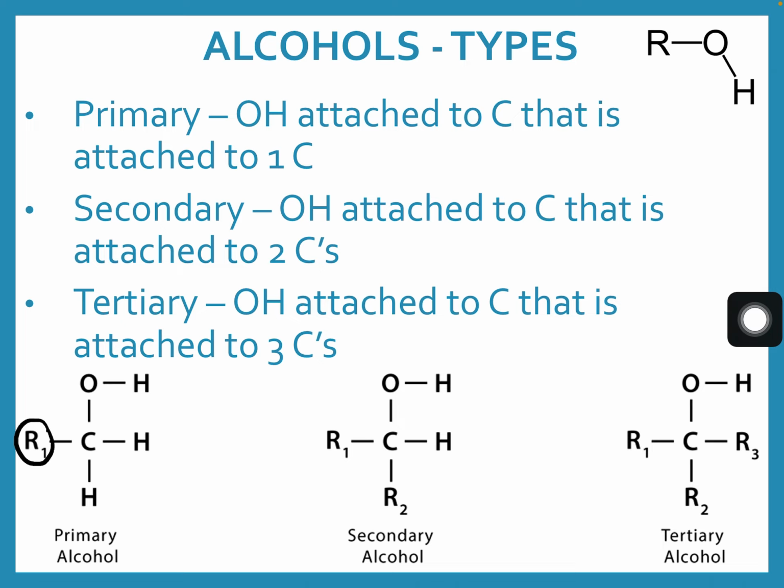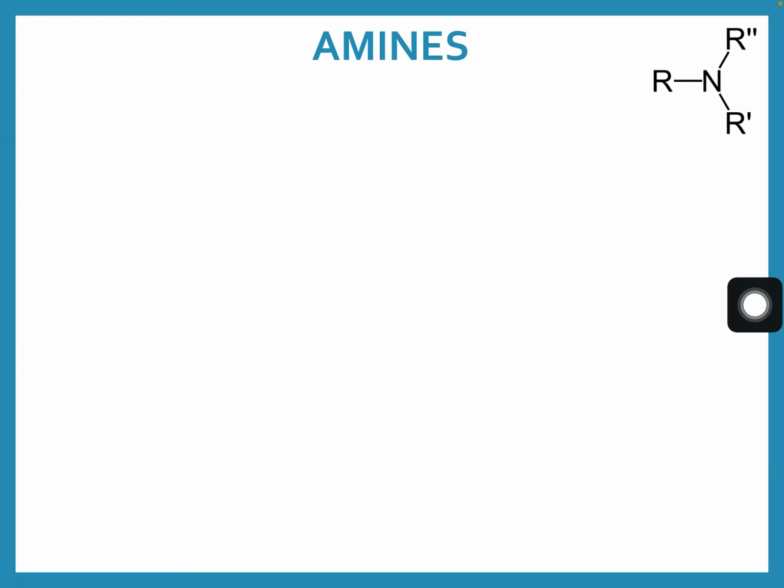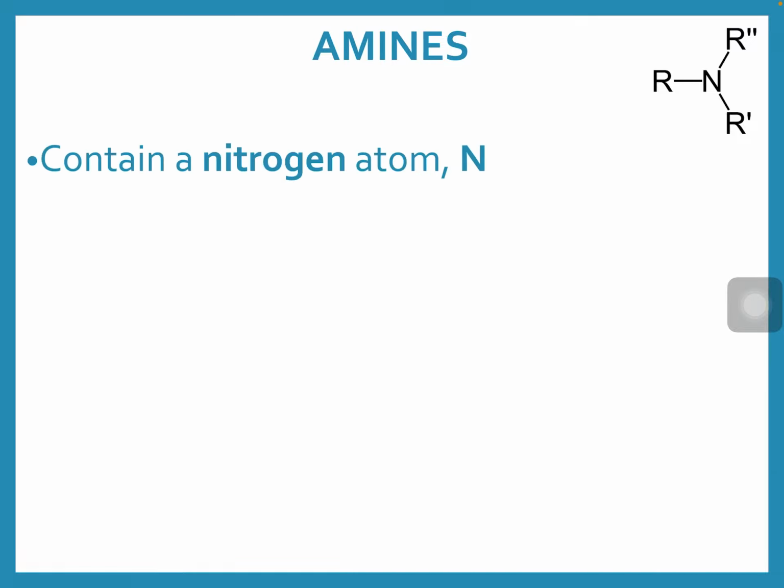So primary is attached to 1 other carbon, secondary is attached to a carbon that's attached to 2 other carbons, and tertiary is attached to a carbon that's attached to 3 other carbons. So amines are similar to alcohols, but they have a nitrogen atom. Now the difference is the alcohol has to be an OH group, so the oxygen has to be with hydroxide. With an amine, the nitrogen itself is what's important, and then the nitrogen can be attached to multiple things, and that will help us determine the types, which we'll see later on.